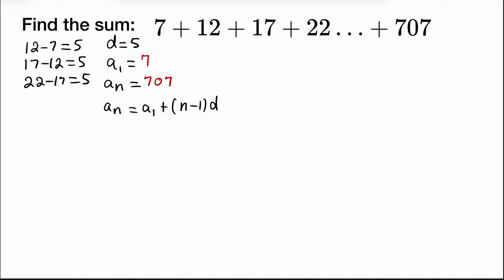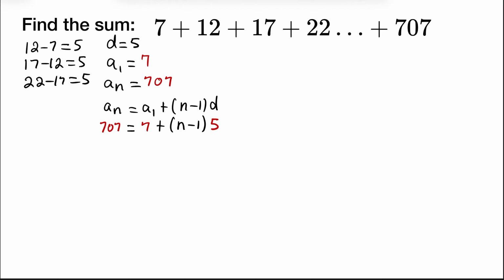All right, and so what we're going to do is use these values right here to fill in the formula here. So let's go ahead and do that. And we know that a sub n is 707. Set that equal to a sub 1, and we know that a sub 1 is 7, plus the quantity n minus 1 times d, and d is 5.